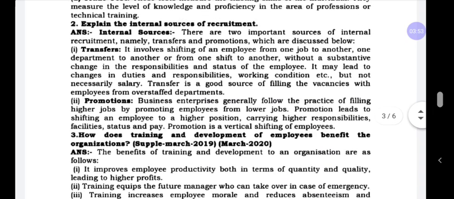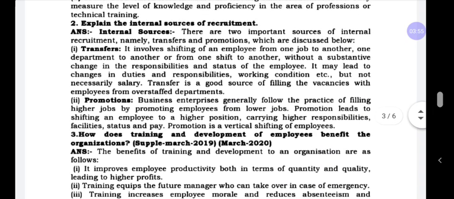Next question, second question: explain internal sources of recruitment. That means a company has vacancies that you have to fill up. That is the reason you are not going for external sources. You are going to fill those vacancies using internal sources. What are the internal sources of recruitment?